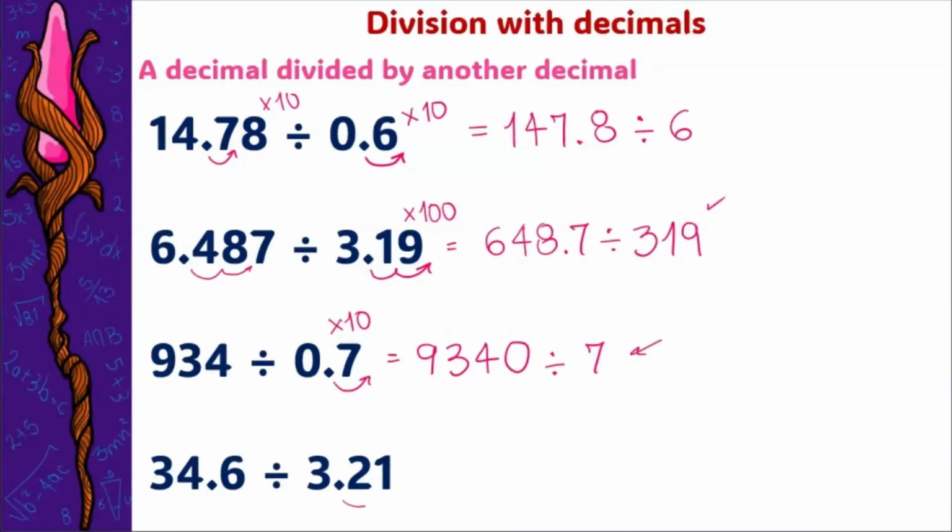And finally, for this one, we need to move it twice. So we need to multiply by 100. This one becomes 3,460. Move it twice, so we need to fill the space with a 0. Divided by 321. Again, this is a whole number, so we do it as before. This might be a little harder because they have 3 digits, but it's the same process.